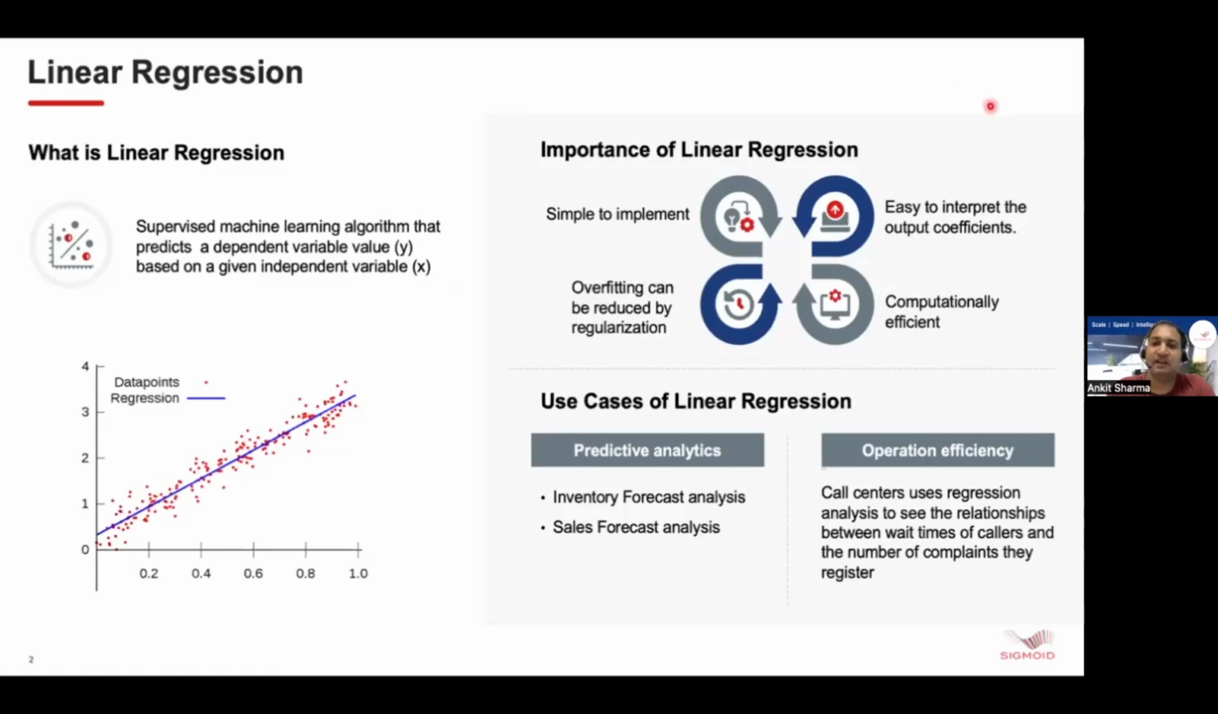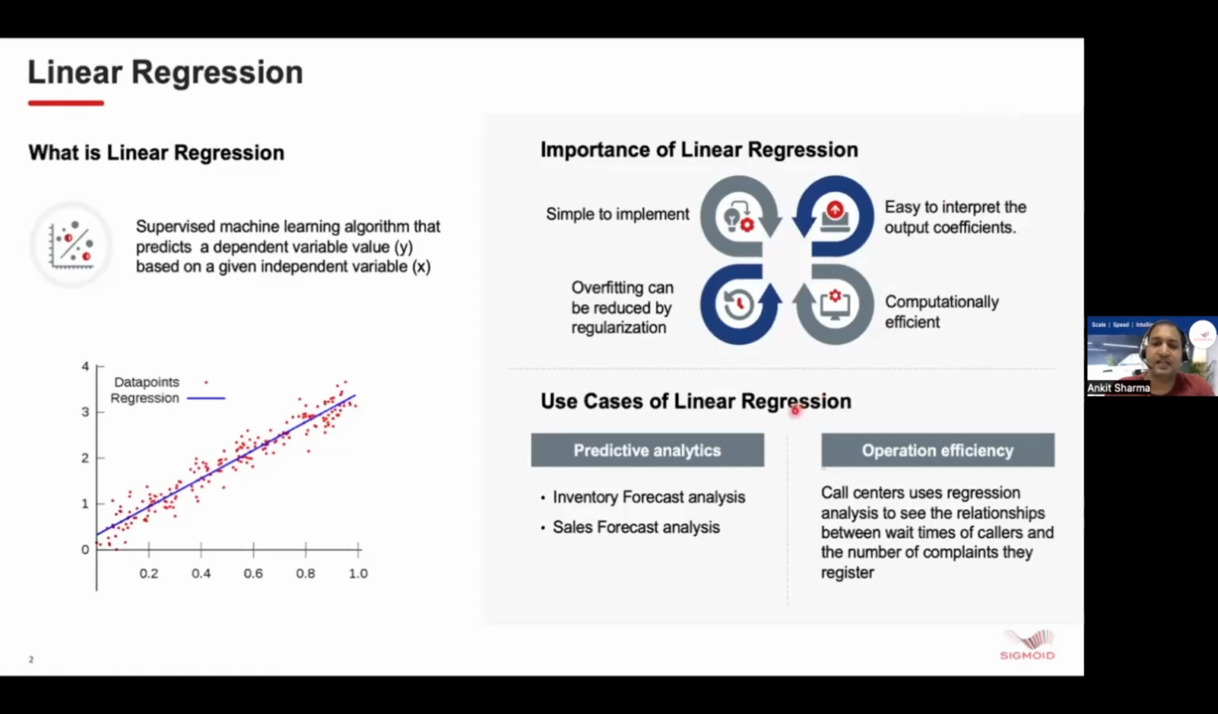There are multiple advantages or importance of linear regression. The first advantage is that it's very simple to implement because there is only one mathematical equation, right? It's very easy to understand. The second advantage is that it's very easy to interpret the output coefficients, or the beta coefficients, of your linear regression model. The third advantage is that it's computationally very efficient. And the fourth advantage is that whenever you're facing any issue of overfitting, at that point of time, you can use regularization techniques. So these were some of the advantages of the linear regression model.